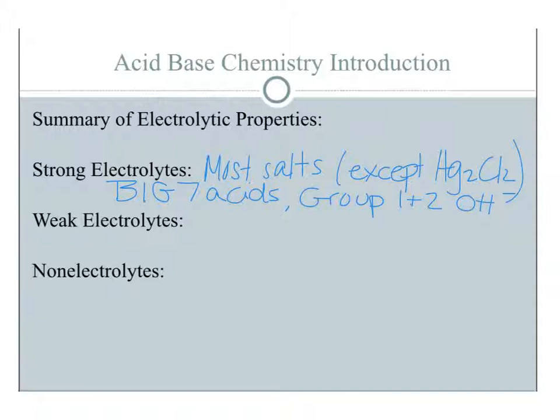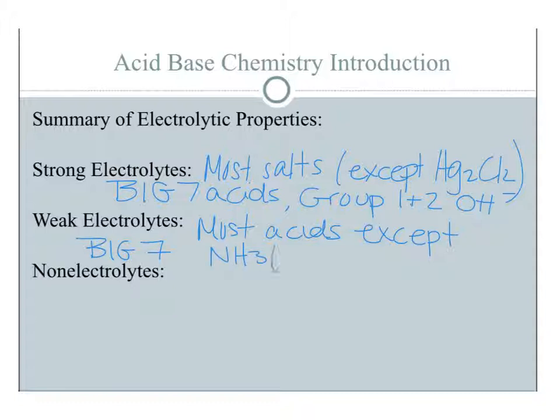I would say most acids, except your big 7. And the only base that you really should know is weak is NH3, which is your ammonia. And then non-electrolytes is everything else.